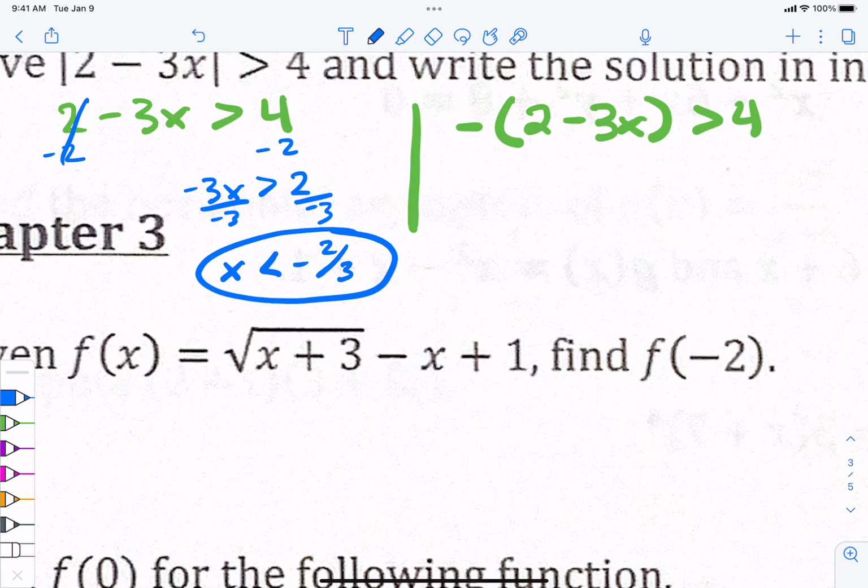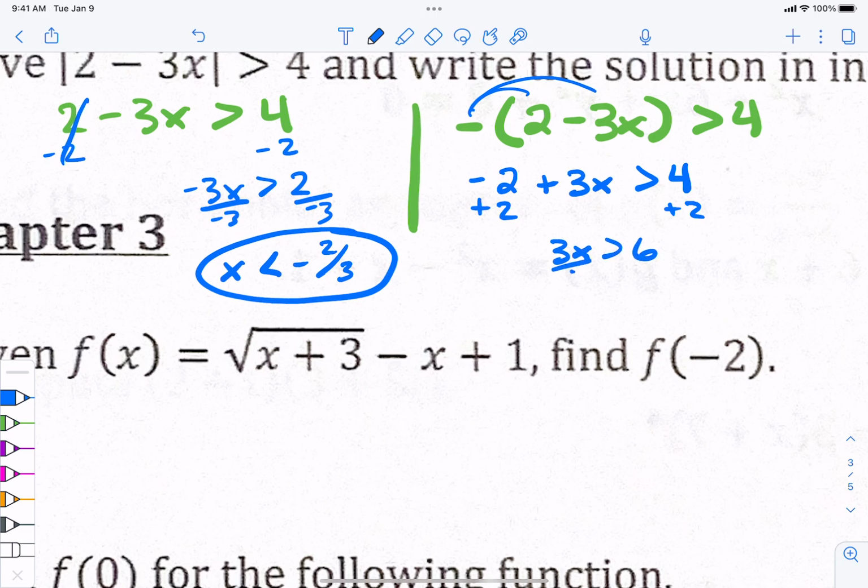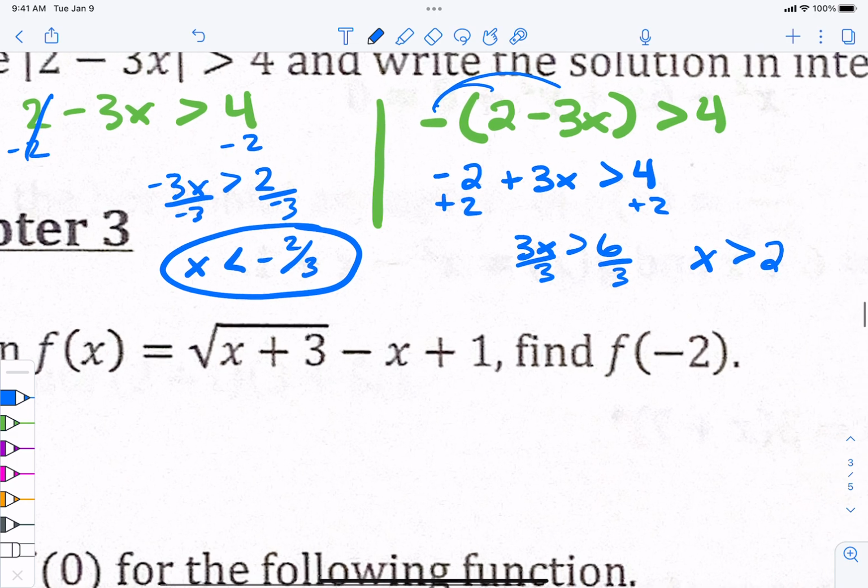What would you like to do for the second case? You want to distribute the negative? Okay, sure. So negative 2 plus 3x. That actually makes it nice because then my x turns positive. Add the 2, so 3x is greater than 6. Divide by 3. X is greater than 2.